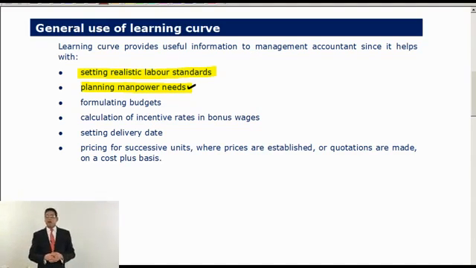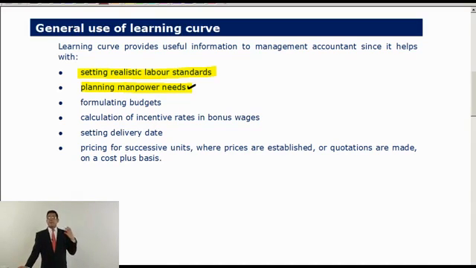Formulating budgets, we will see how the learning curve will help us in preparing the budgets. It's all about future planning. Calculation of incentive rates and bonus wages, meaning if any employee is performing better than the learning rate, we can reward them with bonuses, any extra payment or appreciation, etc. It also helps us to set delivery dates as well. Pricing for successive units, meaning if we have a job with a regular client and we know that the first job will take more time, and then successive jobs from the same client will start taking less and less time, and as the jobs are taking less time, we can even improve our pricing or costing.